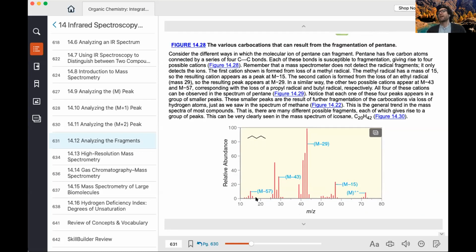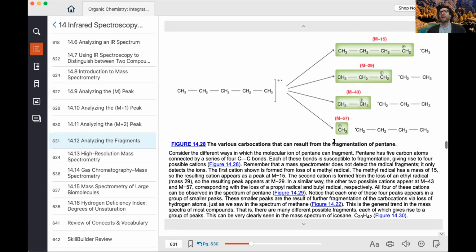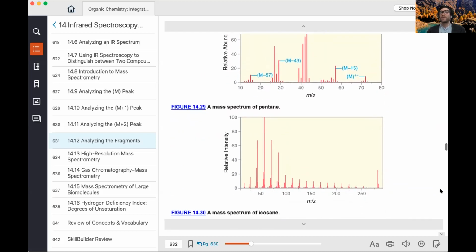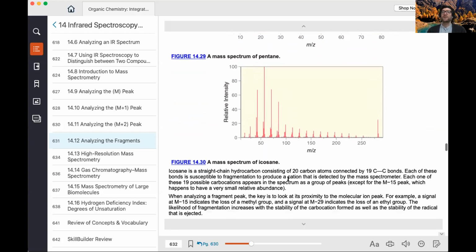No matter how large, alkanes typically break up in this manner, where you can imagine making fragments in the same way, even with much larger molecules, such as icosane that has 20 carbons. You can still see the molecular ion peak, and then roughly every 14 mass units, you see another set of peaks that corresponds to different molecular fragments. So whenever you're looking at the fragments, understanding their proximity to the molecular ion peak is very important, because that can tell you what exactly you're looking at in terms of the functional groups.